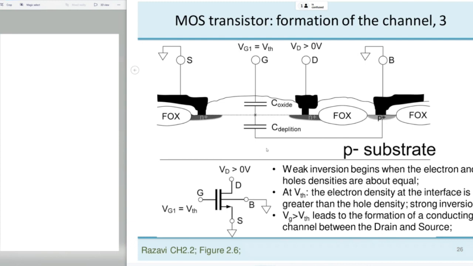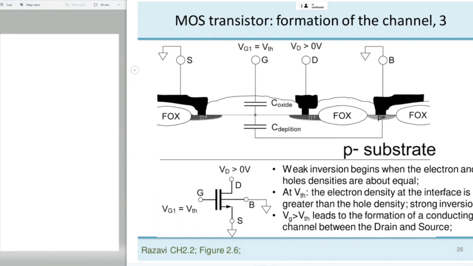And a channel is created. And when we have electrons which pile up here in the interface, they will eventually extend all the way to the drain, and they'll create an area which behaves like an N-type semiconductor. We inverted the channel. There is inversion of the interface below the oxide. So let me see. Weak inversion begins when the electron and the hole densities are about equal. At threshold voltage, the electron density at the interface is greater than the hole density. When the density of electrons is greater than the holes, we're getting into strong inversion.